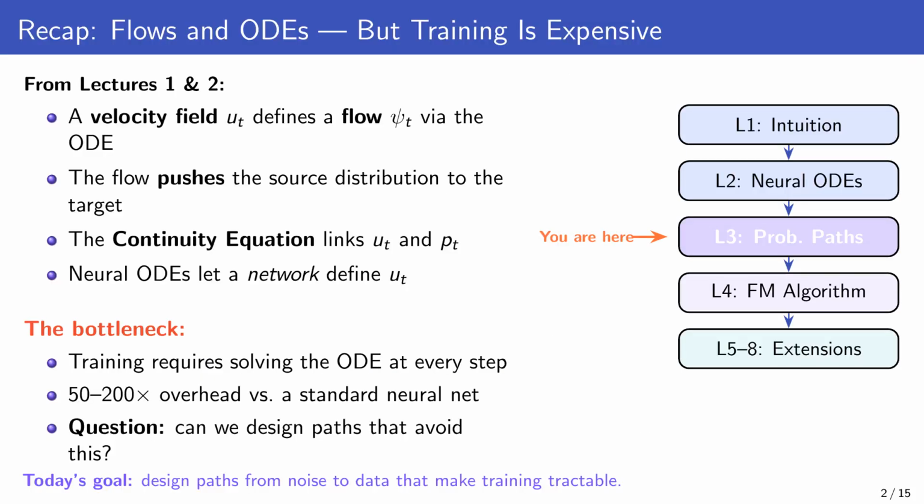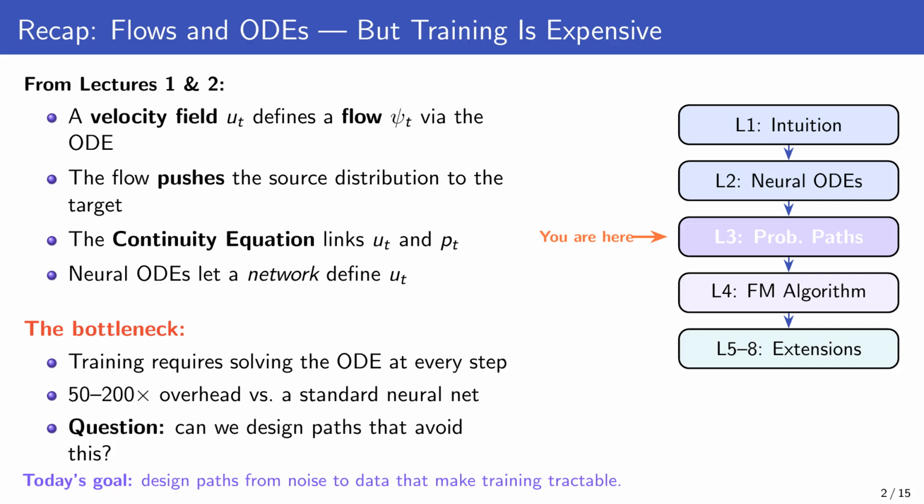Let us quickly recall where we are in the course. In Lectures 1 and 2, we established the core framework. A velocity field ut defines a flow psi t through the ODE. That flow pushes the source distribution, noise, toward the target distribution, data. The continuity equation tells us how the density evolves as the velocity field moves probability mass around, and neural ODEs let a neural network parameterize the velocity field.